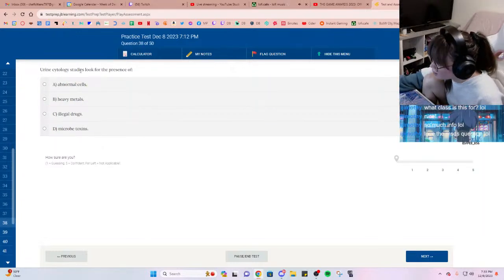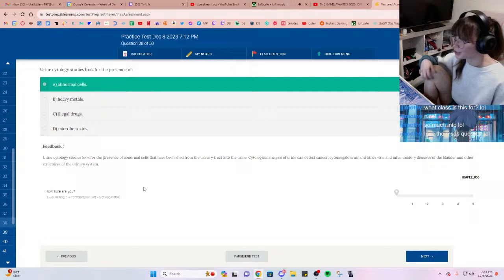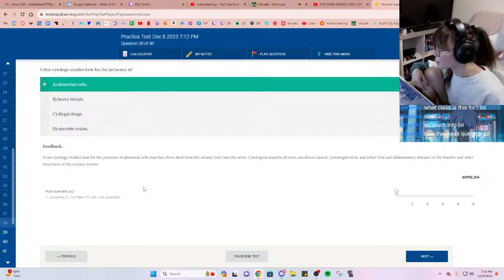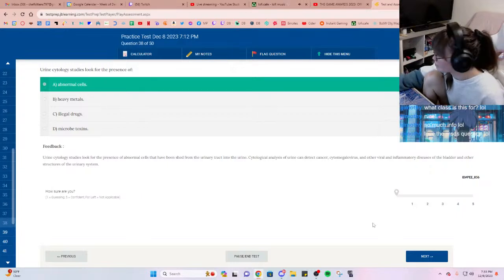Urine cytology studies look for the presence of abnormal cells? Yeah. Urine cytology studies look for the presence of abnormal cells that have been shed from the urinary tract into the urine. Cytological analysis of urine can detect cancer, cytomegalovirus, and other viral and inflammatory diseases of the bladder and other structures of the urinary system. Okay.